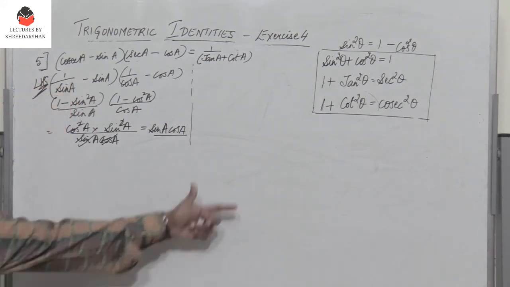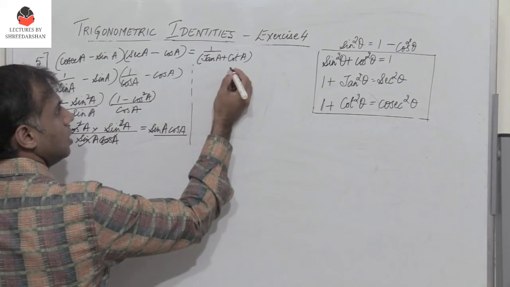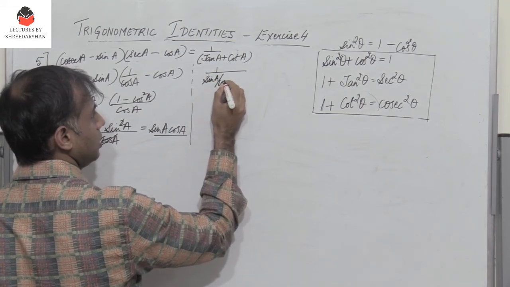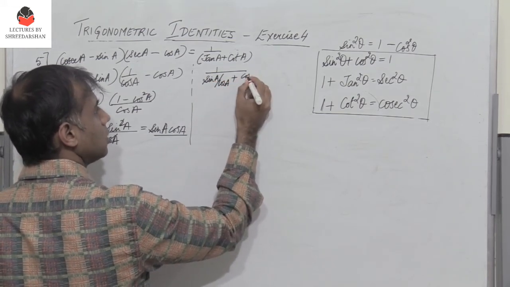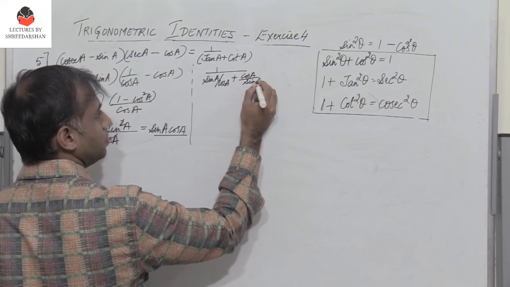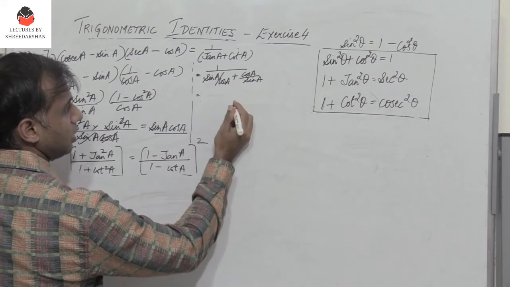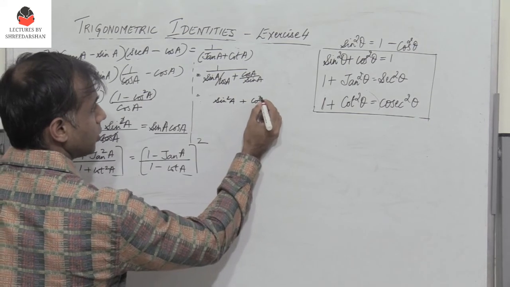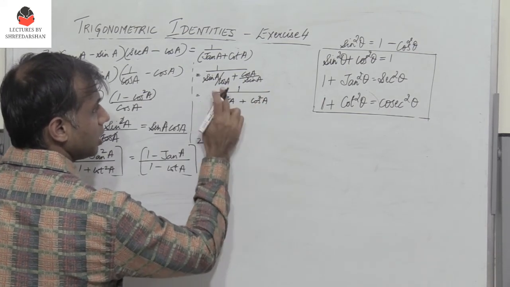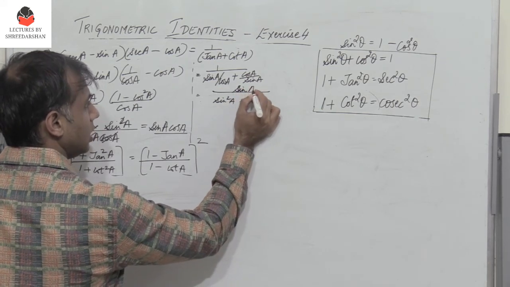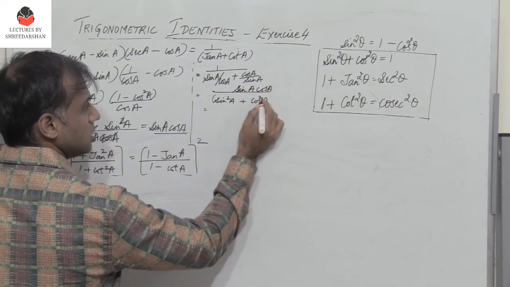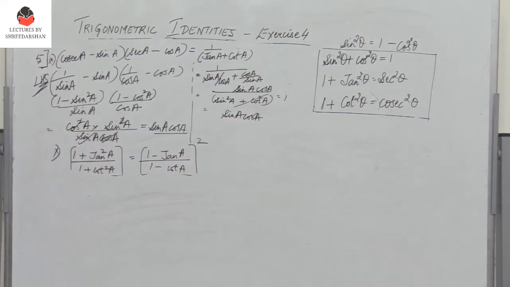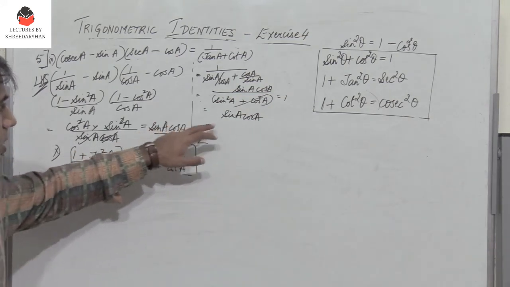So now let me solve the RHS separately. So now I have tan A, which can be written as sine A by cos A, plus cot A, which is cos A by sine A. So here if I take the LCM, I get sine square A plus cos square A, that's 1, divided by sine A cos A. So the answer is sine A cos A. Right? So LHS equals RHS and it is equal to sine A cos A.